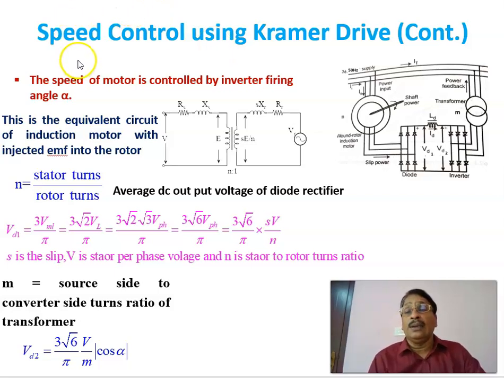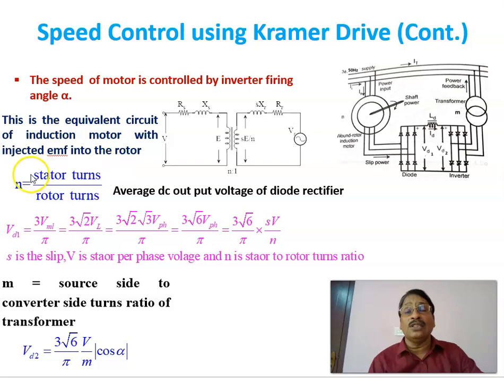Now, coming to the speed control using Kramer drive. The speed of the motor is controlled by the inverter firing angle alpha. By controlling the inverter firing angle alpha, the speed of the motor can be controlled. And this is representing the equivalent circuit of an induction motor, in which this is the stator parameters and this is the rotor parameters, resistance and inductance, and this is the injected voltage into the rotor.